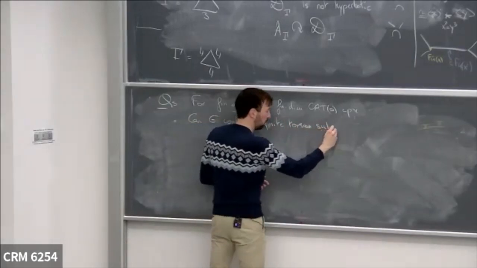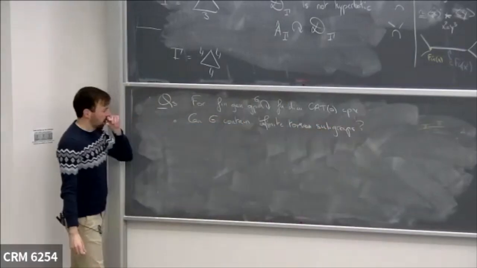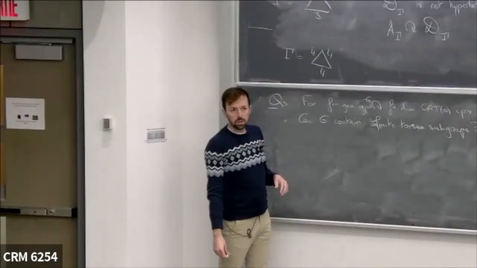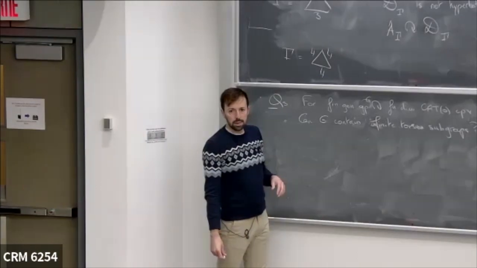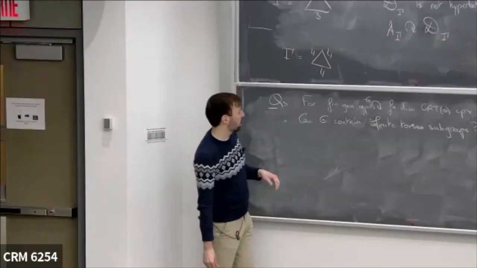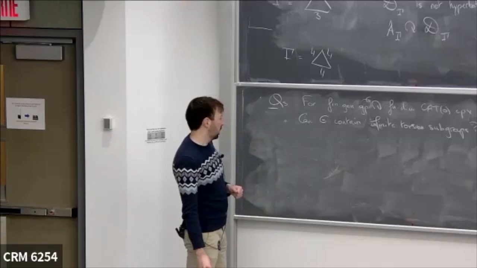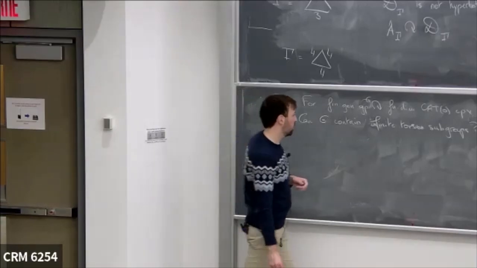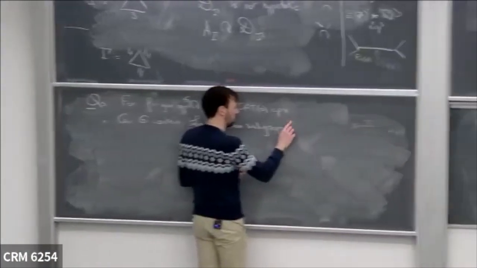The assumptions are probably not optimal, but you want to assume that the action is proper. Yes, I do need something. No, I want the action to be non-trivial. Can G contain infinite torsion subgroups acting non-trivially?